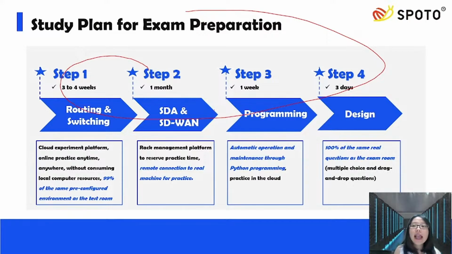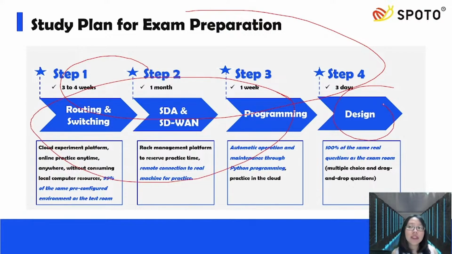As the CCIE EI lab has 2 modules, DOO and design, we deliver the lab service and material in stages. The first is about routing, switching, and the regs, solution and reg. The learning cycle is 3 to 4 weeks. No need to consume your local computer. Practice anytime, anywhere.